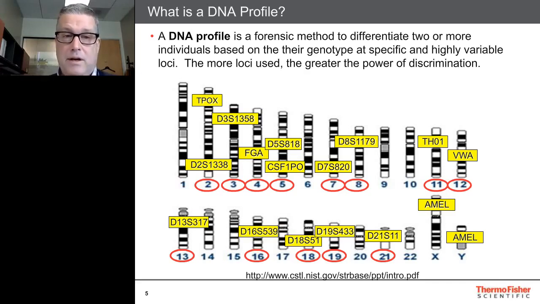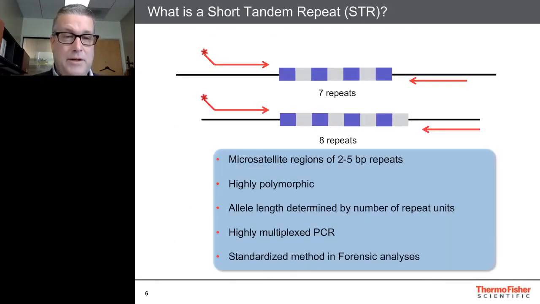Either the allele name, like TPOX, FGA, CSF1PO, or the more arcane designation of D2S1338, etc. These are highly variable loci that can be used to make a molecular fingerprint for individuals and for individual samples as well. These loci are based on short tandem repeats, or STRs.